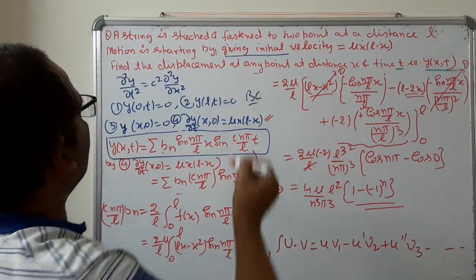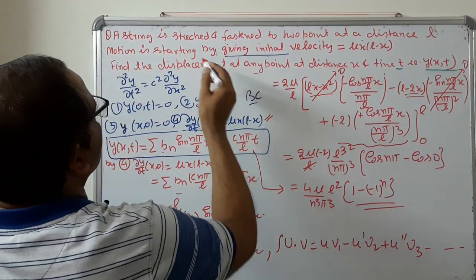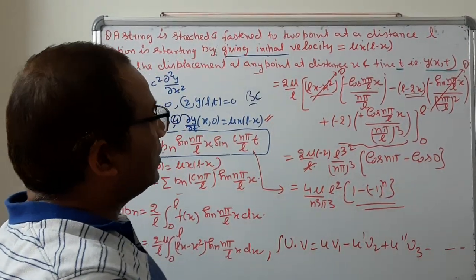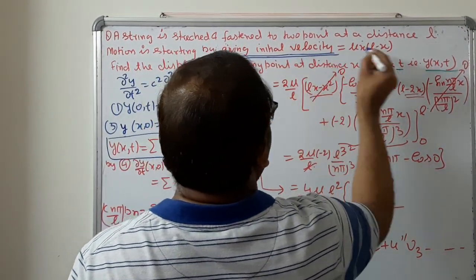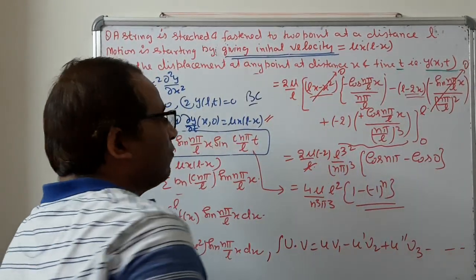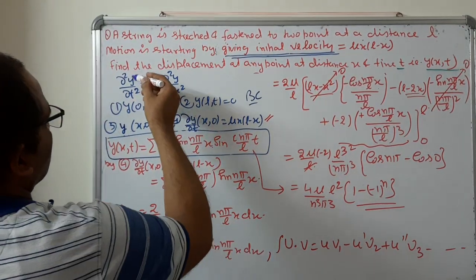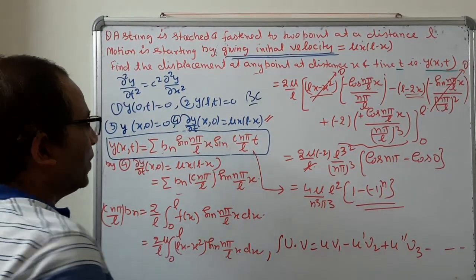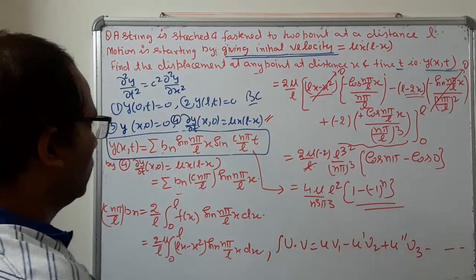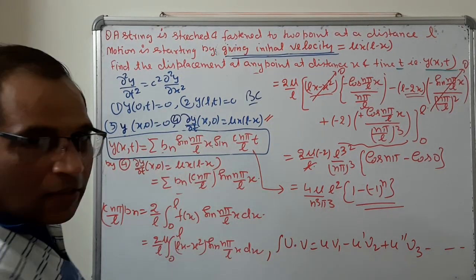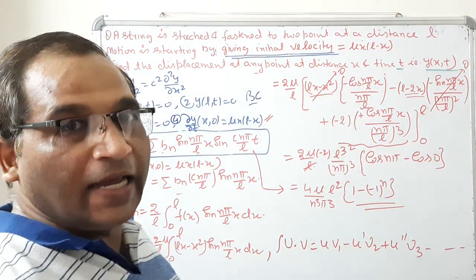Now we come to another example. A string is stretched and fastened at 2 points at a distance L, and motion is started by giving an initial velocity. Here in the question the initial velocity is given as mu x (L minus x). Find the displacement at distance x and time t. Here del square y upon del t square equals c square del square y upon del x square. The first two conditions will be the same: y(0, t) = 0 and y(L, t) = 0. The third condition is y(x, 0) = 0, displacement 0, and velocity equal to mu x (L minus x). So this is the type B question.